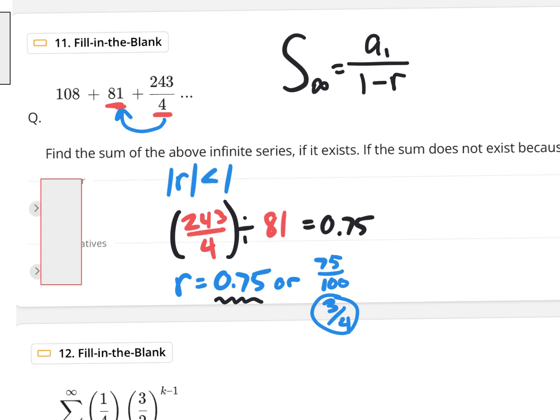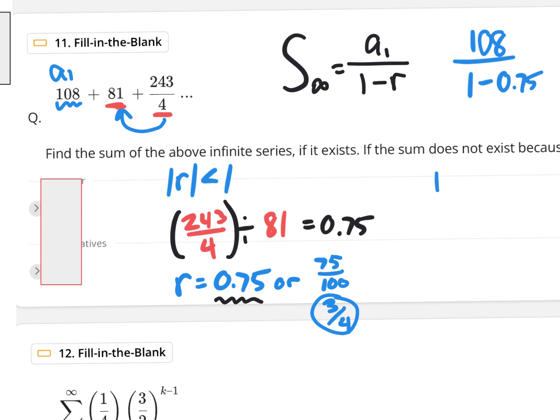So let's plug in our a sub 1 value. A sub 1 is 108. So I really have 108 divided by 1 minus r. And I said I'm going to use a decimal this time, so I'm going to leave it as 0.75.